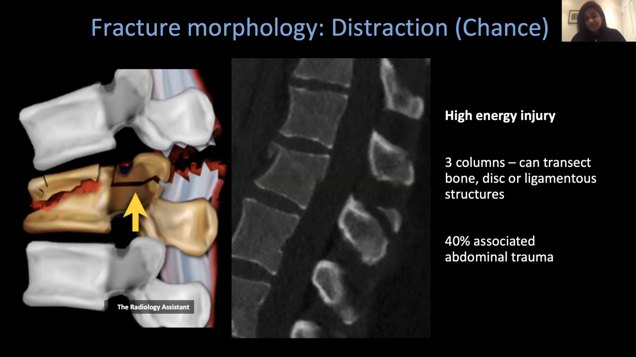The highly unstable injuries, most have a severe neurological deficit. And these are often horizontally orientated fractures and distracted fractures. A fracture can transect bone or disc and ligamentous structures. And the imaging appearances are those of distraction of the neural arch, and you often get that associated anterior fracture as well. And a not insignificant proportion of these are associated with abdominal trauma as well, often a mesenteric or a bowel injury. So that's important to assess for as well.